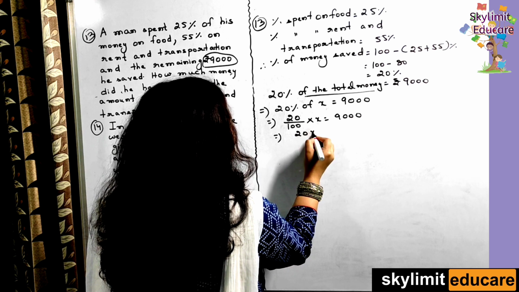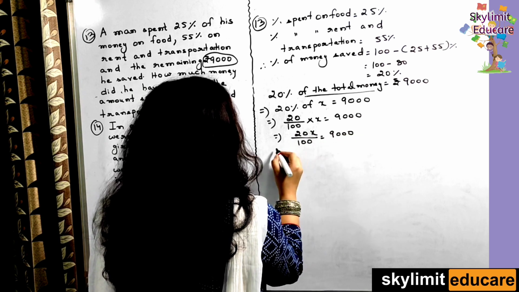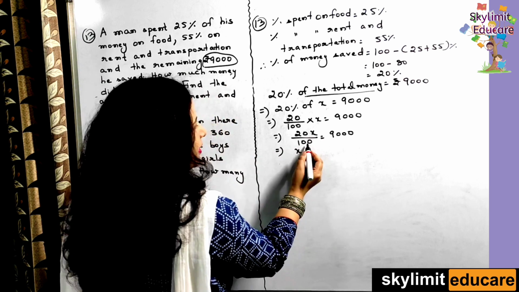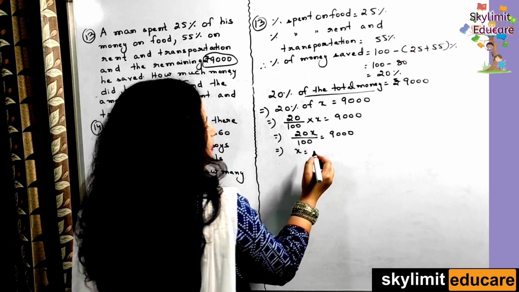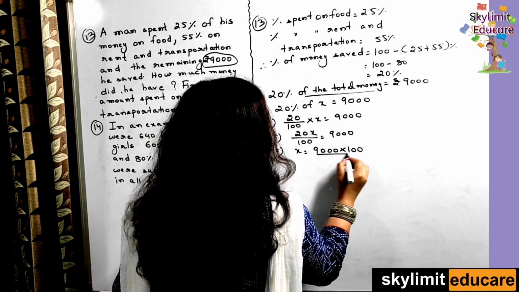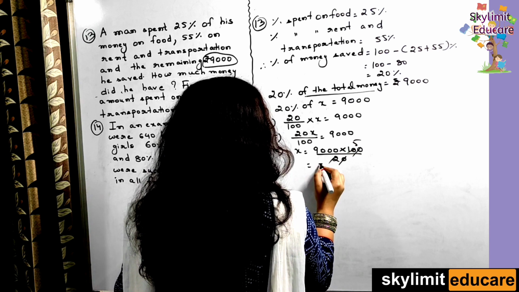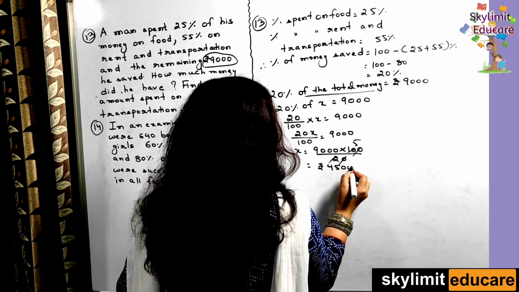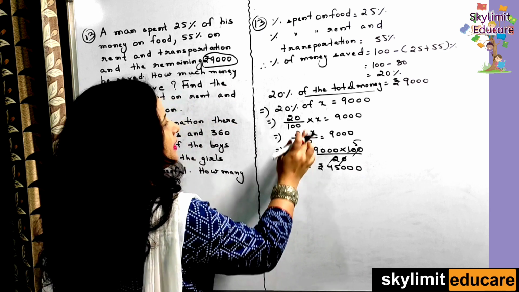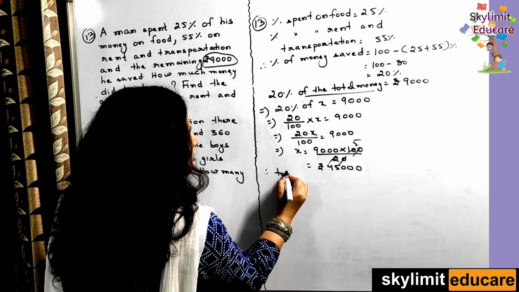So 20x by 100 is equal to 9,000, and x will be equal to 9,000 multiplied by 100 divided by 20, as 100 goes up and 20 comes down, right? So what is this x? X is nothing but the total money. So that means we got the total money. So therefore how much total money did we get?